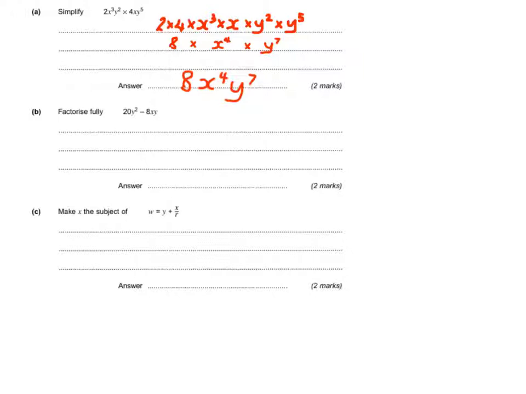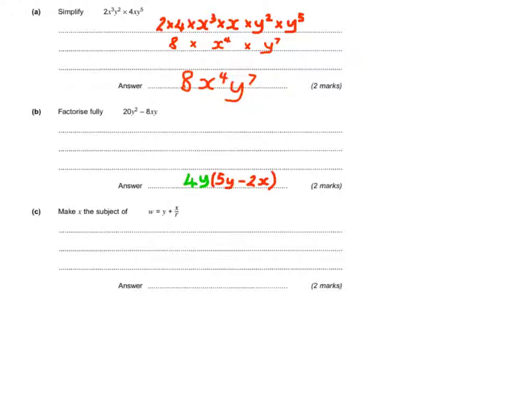Next one is a factorization. Got to think of the biggest thing we can that both of those terms can be divided by. So you can divide 20 and 8 both by 4. And you've got a y squared and a y in both of them, or you've got y's in each of them, in other words, so you can divide both of them by y.